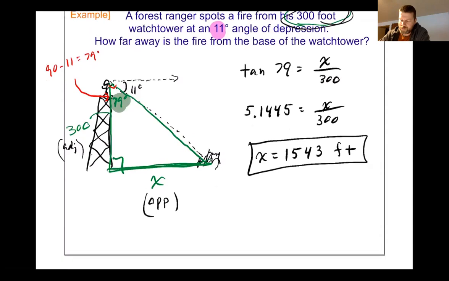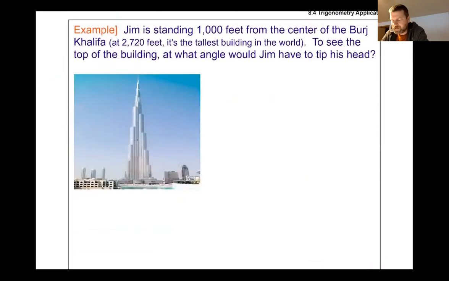Let's try one more and then we're done. All right, Jim is standing 1,000 feet from the center of the Burj Khalifa. At 2,720 feet, it's the tallest building in the world. To see the top of the building, at what angle would Jim have to tip his head?